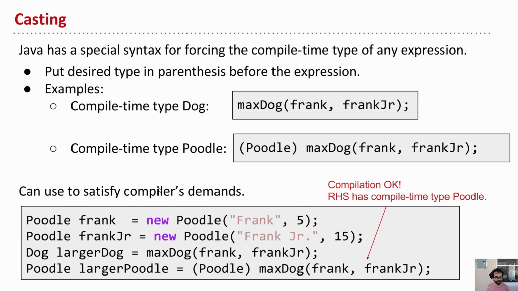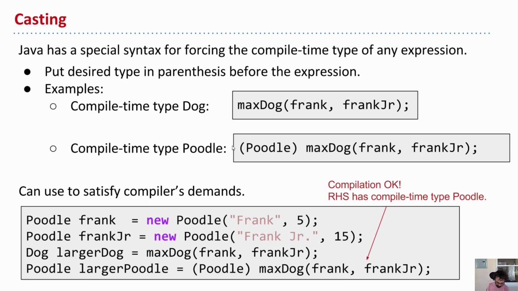So we can, if we want, force the compile time type. We can say, you know what? I know that Frank and Frank Jr. are both poodles, and I want to put the result in a Poodle variable. I'm forcing this, okay? What we can do is take any expression in Java and cast it, using a special syntax where we put the desired type in parentheses before the expression. So I want to say that this right here has compile time type Dog, but with Poodle added at the beginning, this whole expression has compile time type Poodle, okay?